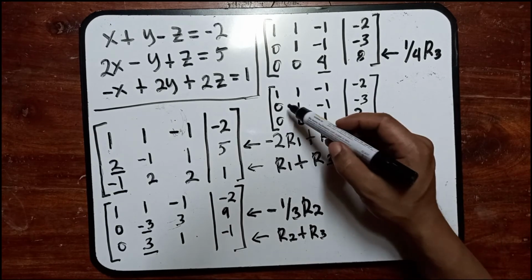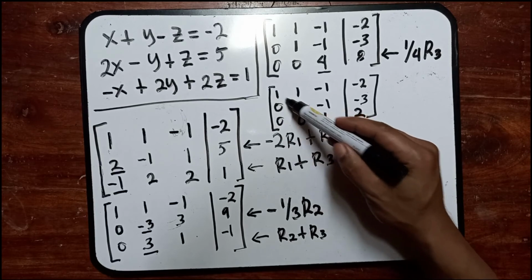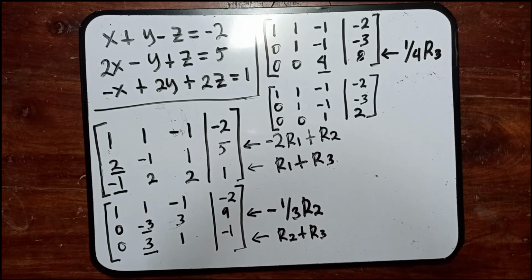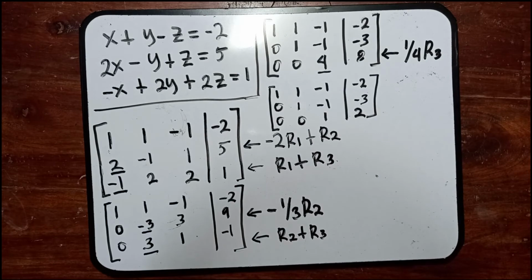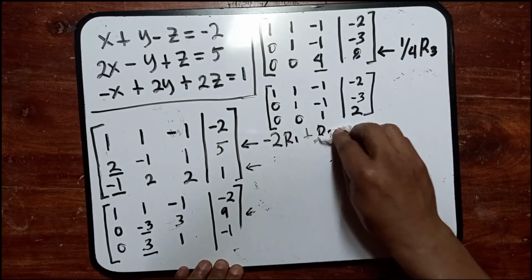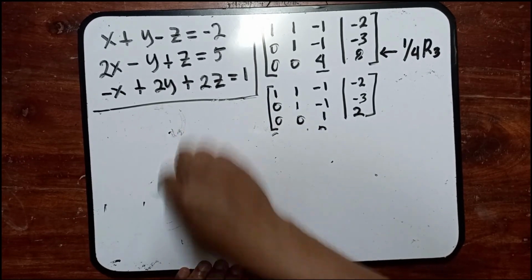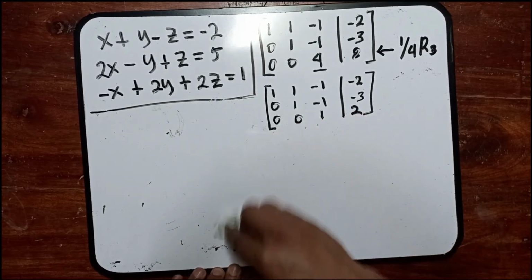So at this point, we were able to create this triangular 0 and the diagonal 1. So meaning, we are done with the Gaussian elimination. Let's now find the values for our x, y, and z. Okay? For now, I'm going to erase this first so that we'll have enough space to continue solving the problem.